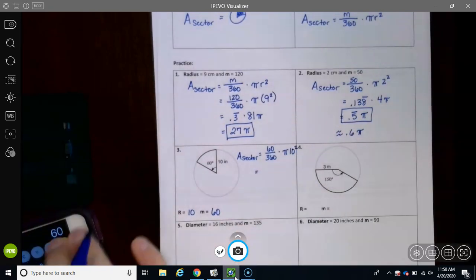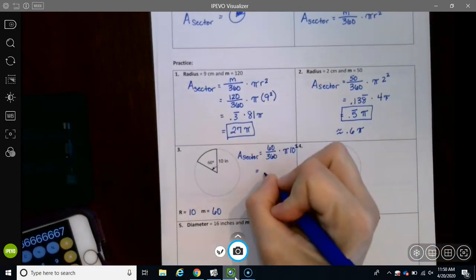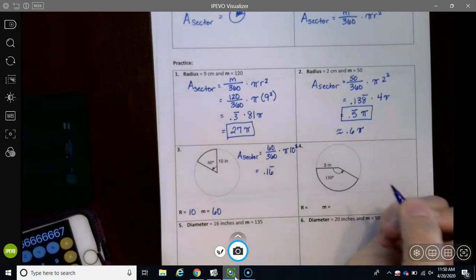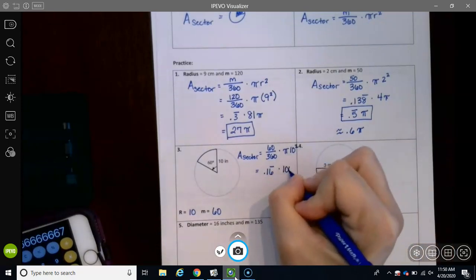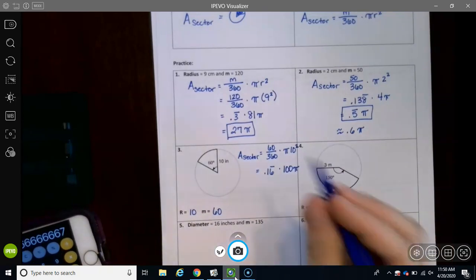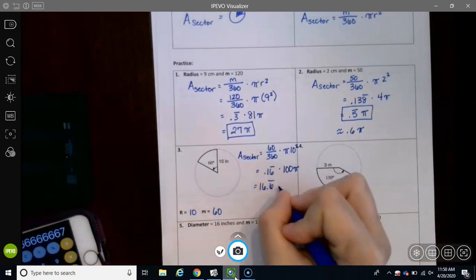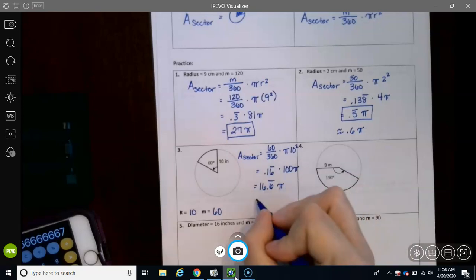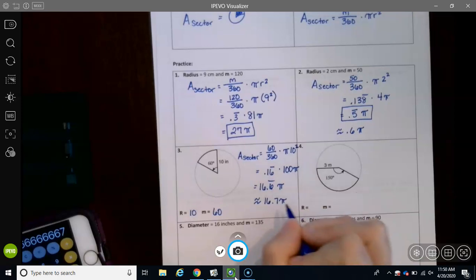60 divided by 360, in my head I can tell that it's 1/6, but if you make it into a decimal, it's 0.16, and 6 is repeating, times 10 squared gives me 100, so that's times 100 pi. So take 100 times your 0.16 repeating, and you get 16.6 repeating, and then pi. Again, if you answered 16.7 pi approximately, I would accept that as well.